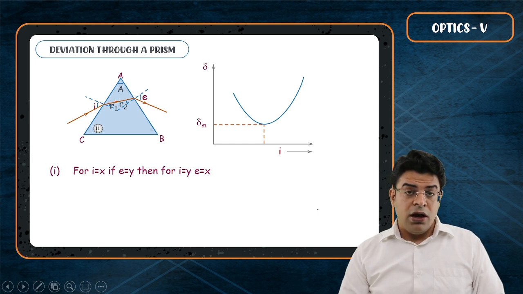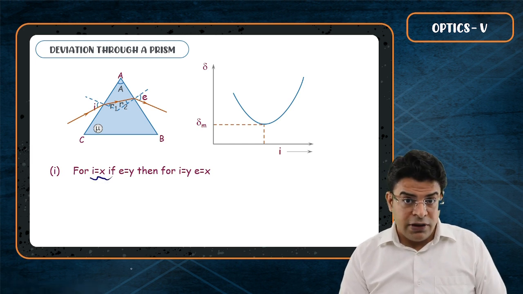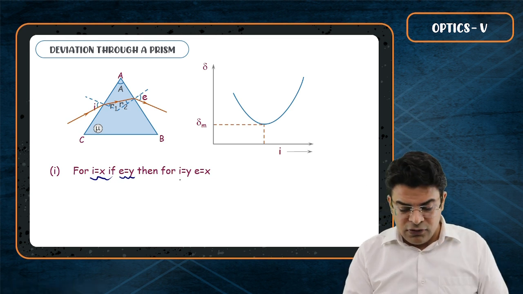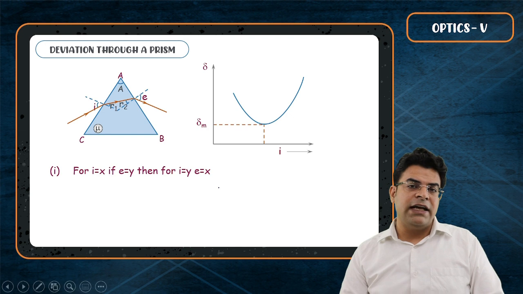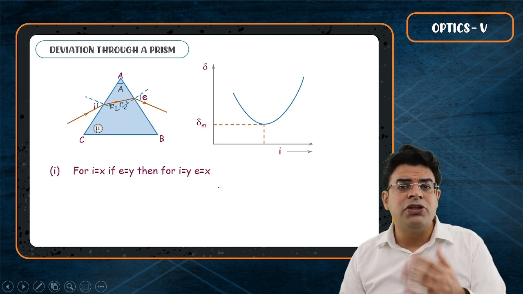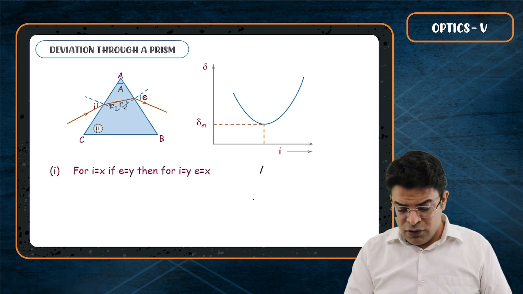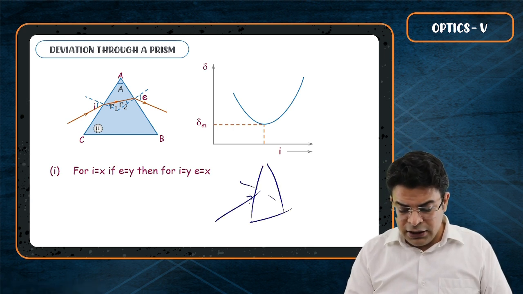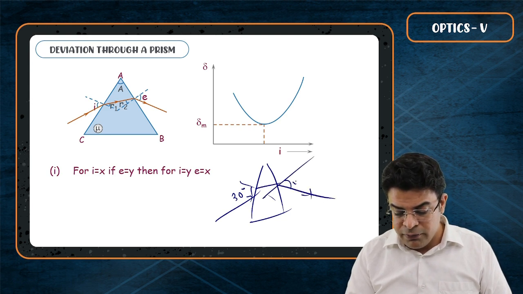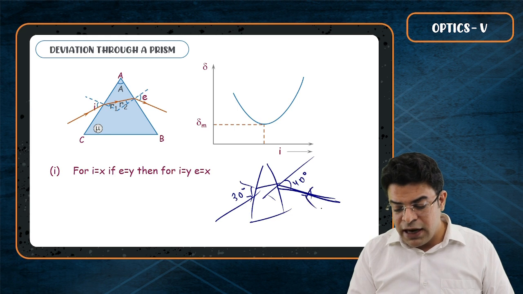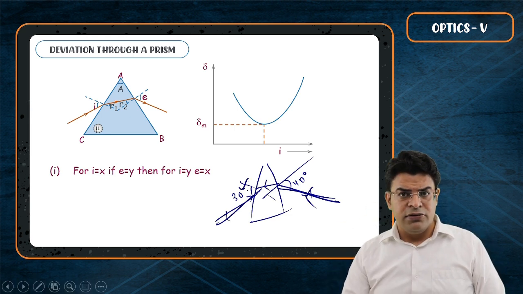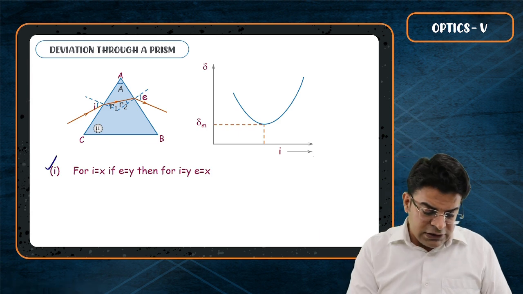So for I equals X, if the angle of emergence is Y, then for angle of incidence equal to Y, the angle of emergence is X. This is the first thing you should know about the prism, and this is very obvious. Why? From the principle of reversibility. If you are shooting at 30 degrees and getting the final ray out at an angle of 40 degrees, then if you shoot at an angle of 40 degrees, it should finally come out at an angle of 30 degrees. So that's the first thing you should know.